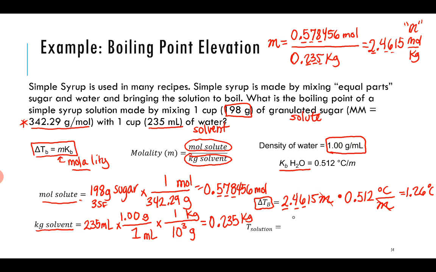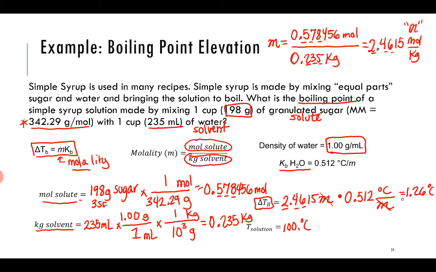But I'm not done with the problem yet, because this asks me for what is the boiling point. It doesn't ask me for what's the change in the boiling point. It asks me for the new boiling point. And so I also need to know what temperature water normally boils at. Pure water boils at 100 degrees Celsius. That is the definition of the Celsius scale. That water, pure water, freezes at 0 and boils at 100.